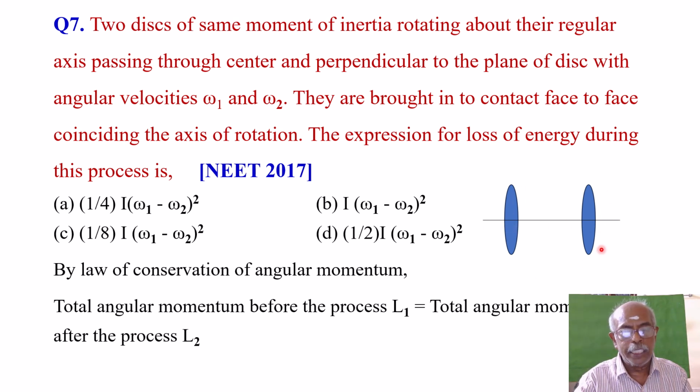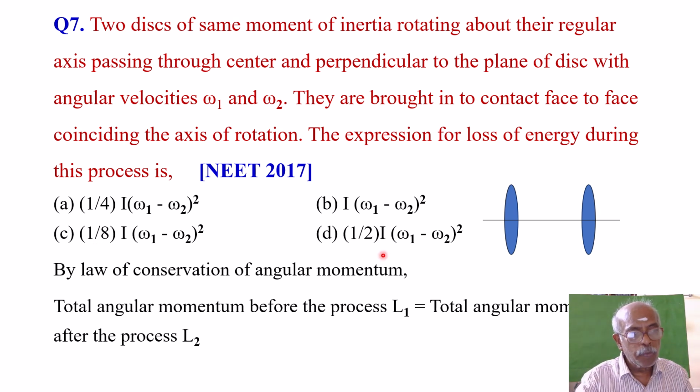Now they will rotate with a common angular velocity. Now the expression for loss of energy during this process is how much? You are given four options. Option A: 1 by 4 into I into omega 1 minus omega 2, the whole square. Option B: I into omega 1 minus omega 2, the whole square. In all of them it is I into omega 1 minus omega 2, the whole square. Here it is 1 by 4, this is 1, this is 1 by 8, this is 1 by 2. That is the difference.